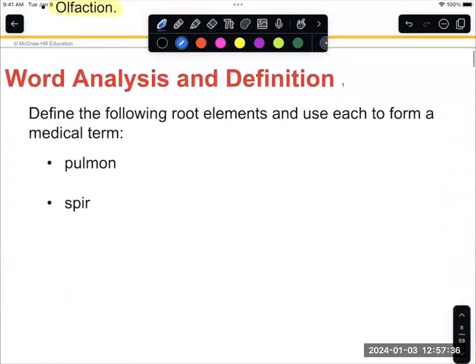Some fun. So pulm or pulmonary means lung. Pulmonology, pulmonologist. Spir means to breathe. Respiration, spirometry are some words that contain these two root words.